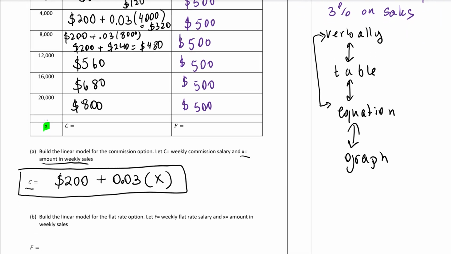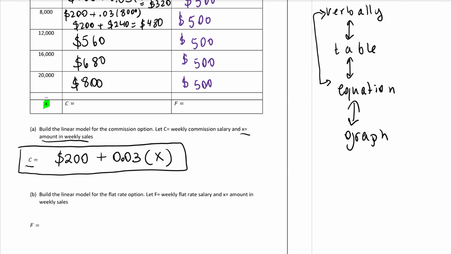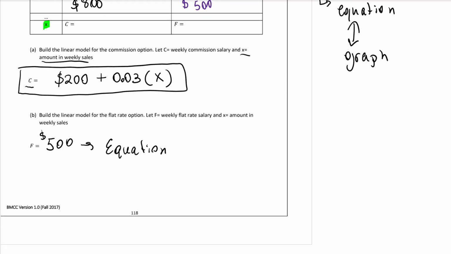Now, there's part B right here that's asking him to write the equation for the flat rate. Well, the flat rate salary is just $500. By the way, it is still an equation. An equation is a mathematical relation that has two sides that you make equal to each other. So F equals 500 is a mathematical equation which we will also attempt to graph. That's what is asked in this part.